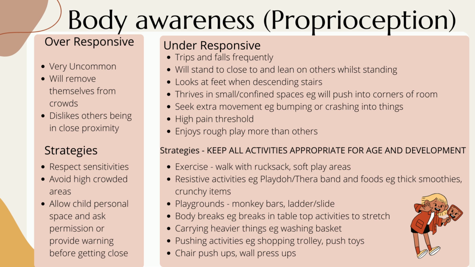So, over responsiveness to your proprioceptive sense is extremely uncommon, but may present as if your child removes themselves from crowds or tight spaces and feels claustrophobic very easily. They may also dislike others being in their personal space. For example, sitting or standing too close to them can make them very uncomfortable.